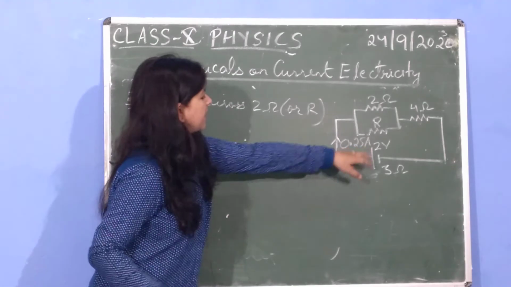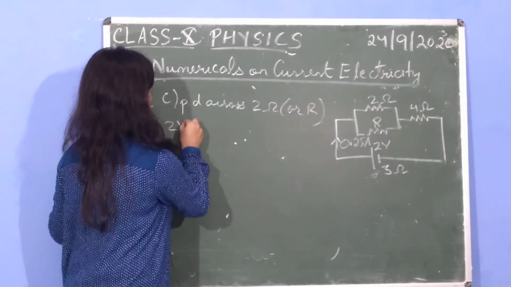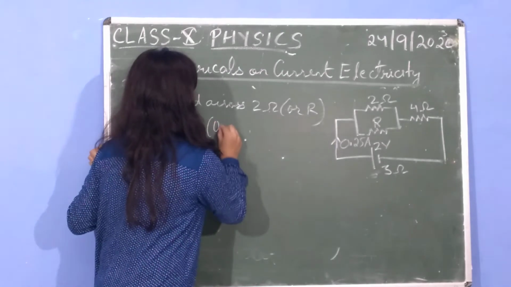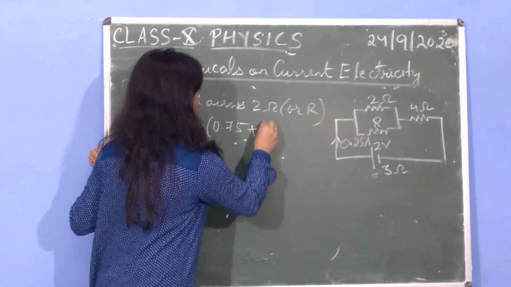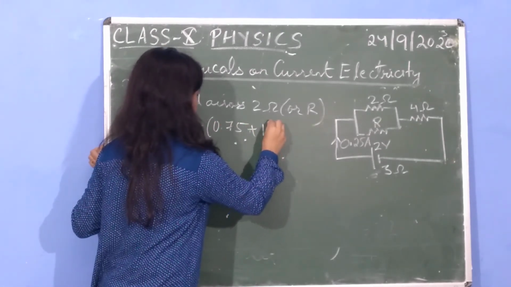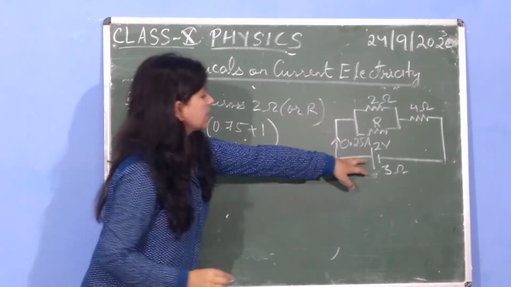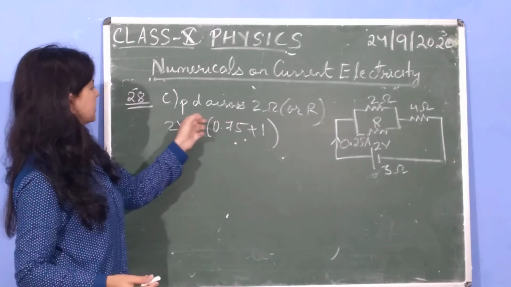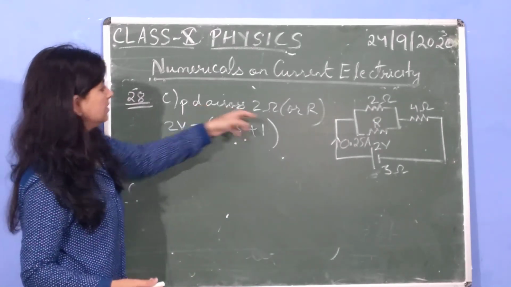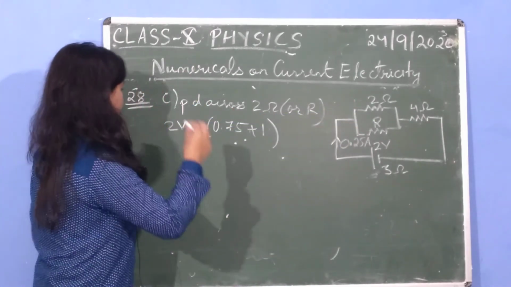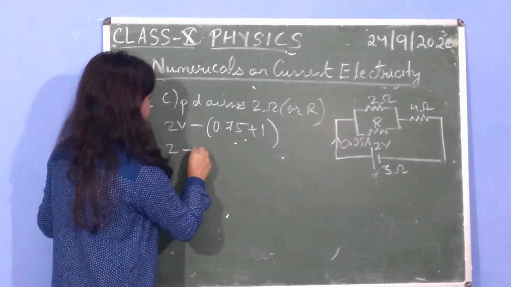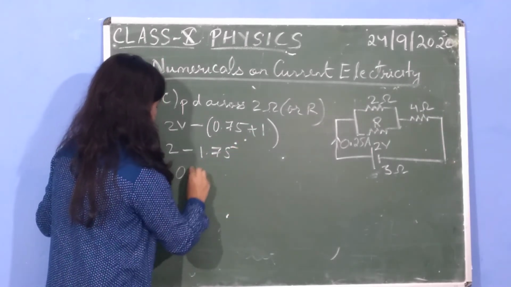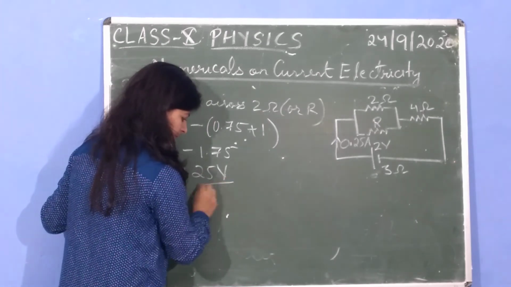The total supply was 2 volt, out of which 0.75 and 1 are the potential differences across this and this. So the remaining will be naturally the potential difference across the 2 resistors in parallel. So it is 2 minus (0.75 plus 1), which is 1.75, so it is equal to 0.25 volt.